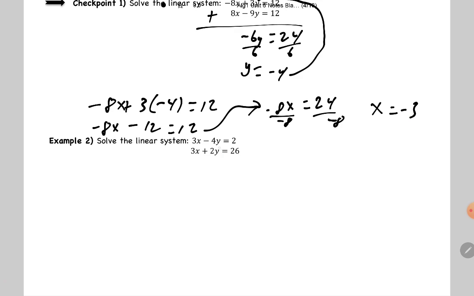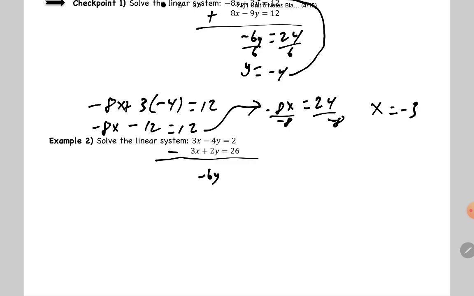So example 2. We have 3x minus 4y equals 2, and 3x plus 2y equals 26. So we can't add them, but let's go ahead and subtract instead. So 3x minus 3x is 0, so it goes away. Negative 4y minus a positive 2y is negative 6y. So you've got to be careful with your signs whenever you're doing minus.